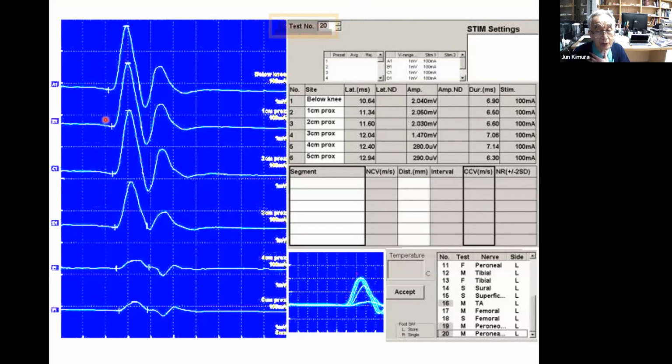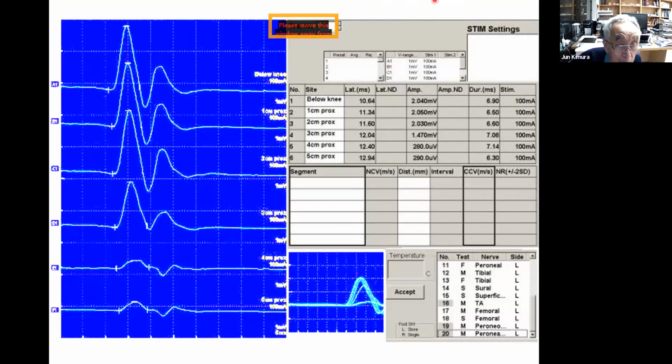But you notice in superimposition, there's a major drop in amplitude from here to here. From here, where did you go? Okay, from here to here. And that's the conduction block, right?